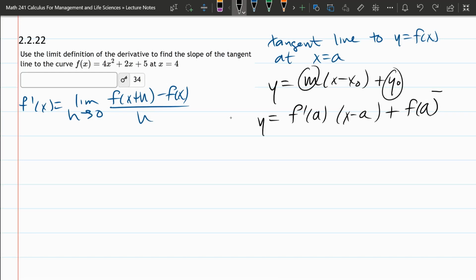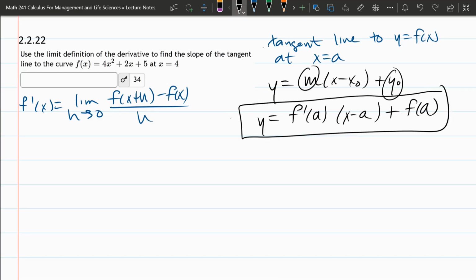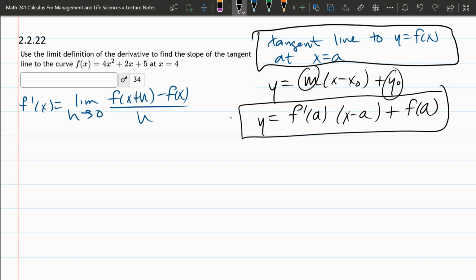All right, this is very important. Let's put this in a box. You're going to use this again, and this is the tangent line at x equals a. In the future, you'll know rules for computing f prime, but for now we're going to use the definition. All right, let's go ahead and find f prime.